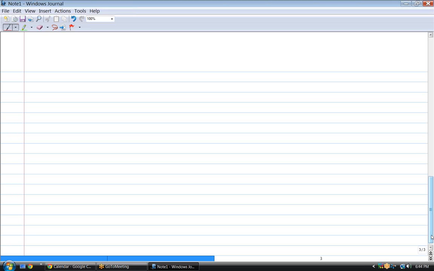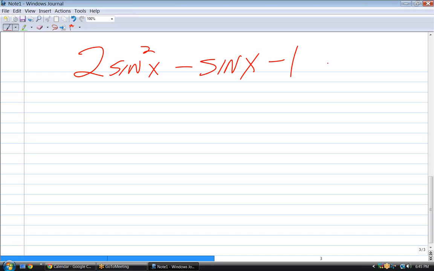Sorry, I have to go through my stuff. The solving for like a variable over something. Like, oh, here we go. So it wants you to solve 2 sine squared x minus sine x minus 1 equals 0 over 0, comma 2 pi.